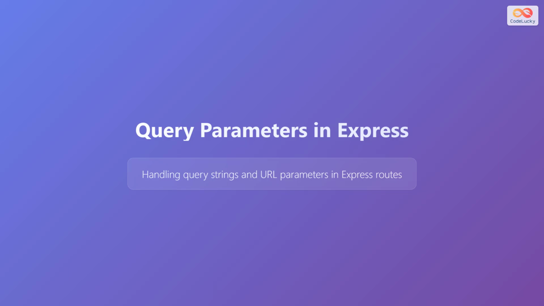In this video, we're going to explore how to handle query strings in Uniform Resource Locator, or URL parameters in Express routes. Understanding how to work with query parameters is essential for building robust and flexible web applications with Express. Let's dive in.